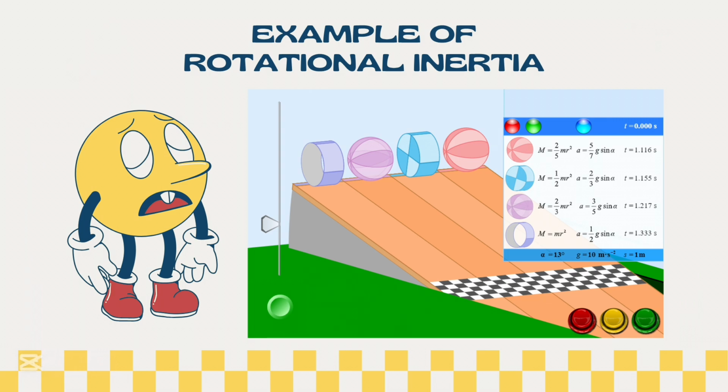For example, the solid one finishes first at 1.1 seconds, while the hoop finishes last at 1.3 seconds. It's a small difference, but there is a difference. You can look here at the time and the mass in this one, in another example of rotational inertia.